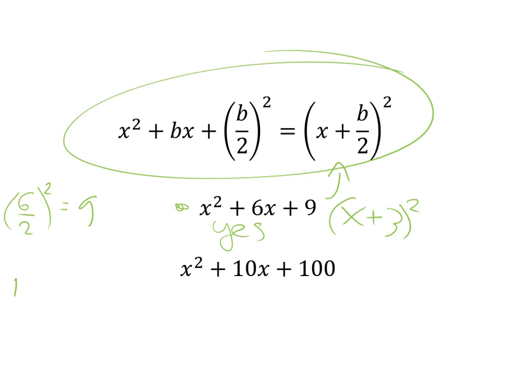Now let's look at the next one. It'd be 10 over 2, which is 5. Squared, 5 is 25. That is not 100, so we're not able to change it right away. But we will be able to once we set it equal to something. But right now we're not able.